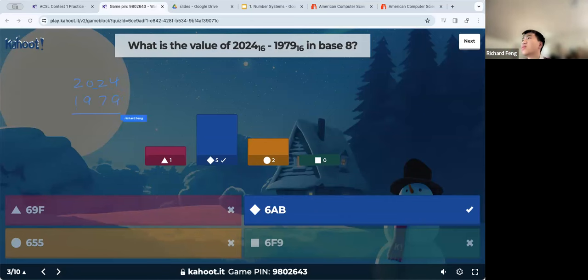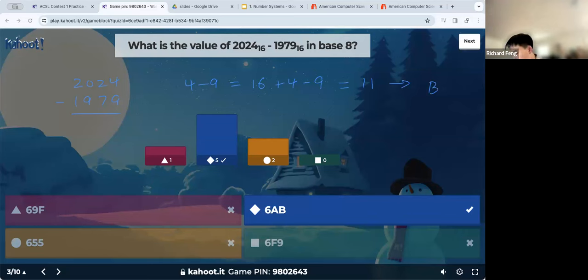So once again, we are dealing with subtraction in a different base. This time it's base 16 instead of base 8. So we'll start from the rightmost digit like we do in base 10. And in this case, 4 minus 9, we have to carry over. So we will add 16 to the digit. So 16 plus 4 minus 9 is 11. And this corresponds to B since it's in base 16.